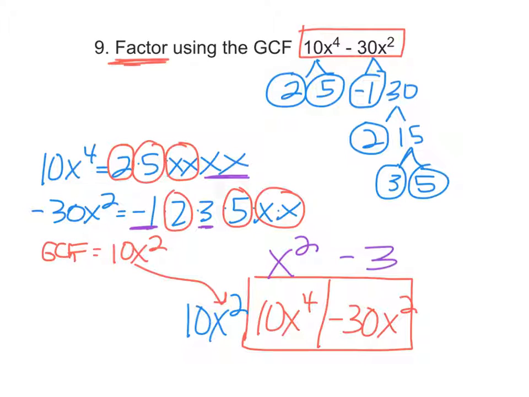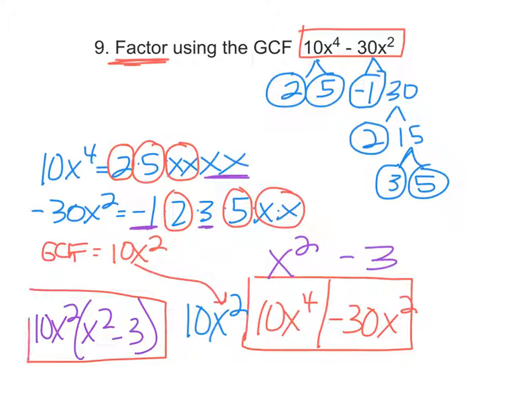So the last part is just to write out your final answer. The GCF goes out in front of the parentheses, and those values that were on top go inside. So right here, this is your final answer.